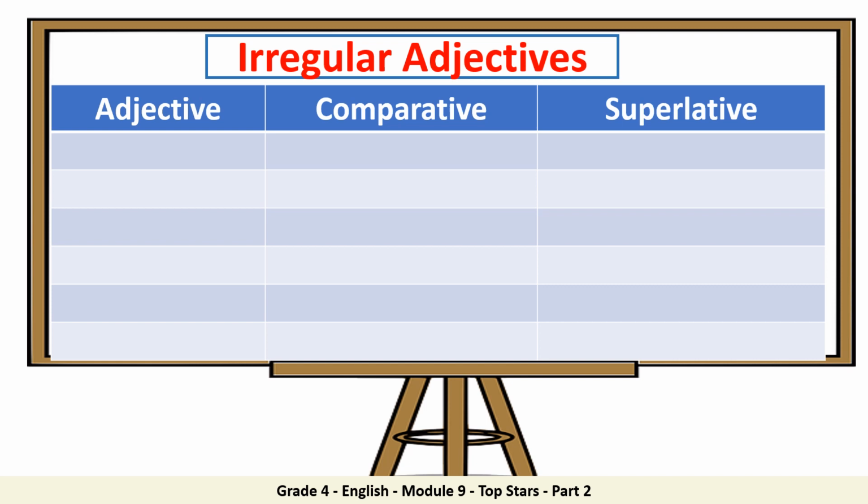And here we come to a tricky part, the irregular adjectives. And they are tricky because they do not follow the same rules explained before. That's why you need to memorize them. Let's have some examples.